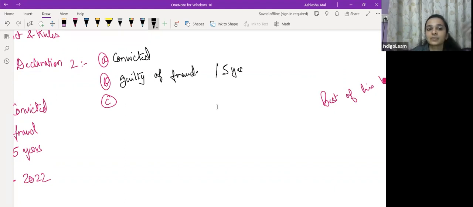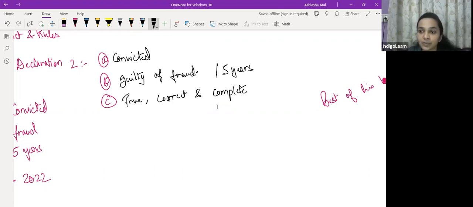और फिर लास्ट में ये क्या कहेंगे डिक्लेरेशन में, लास्ट थिंग व्हिच दे स्टेट इज, जो भी डॉक्यूमेंट्स हम फाइल कर रहे हैं फॉर द पर्पस ऑफ रजिस्ट्रेशन ऑफ कंपनी, दे आर ट्रू, करेक्ट एंड कंप्लीट टू द बेस्ट ऑफ माय नॉलेज. All the documents which we have filed for the purpose of incorporation of company, they are true and correct and complete to the best of my knowledge.